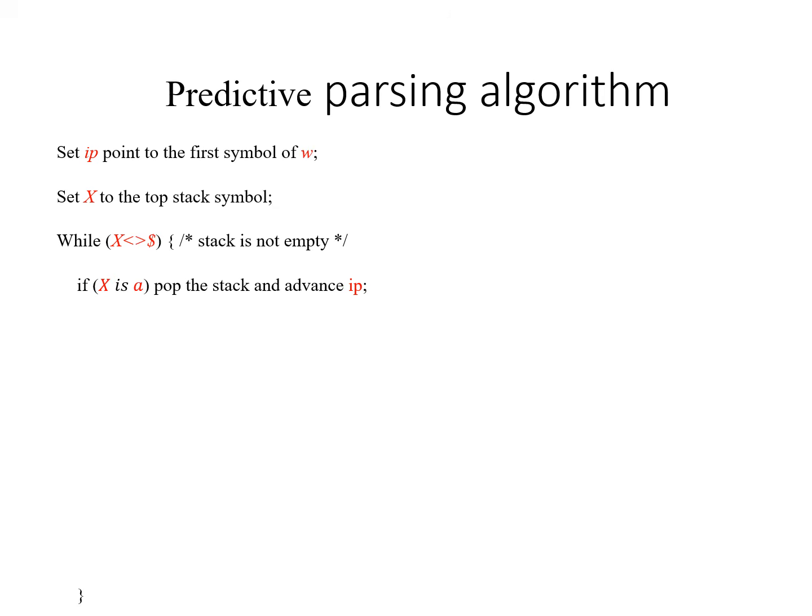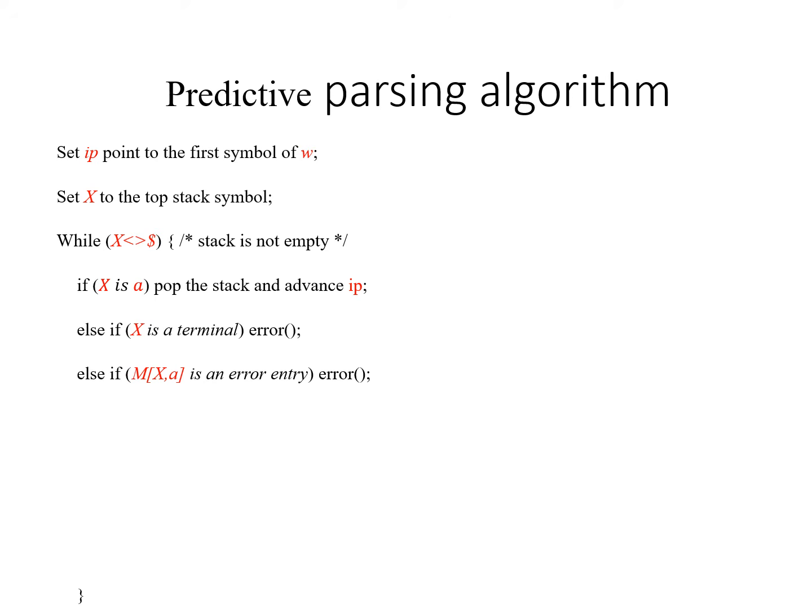So we have three conditions here. If X is equal to A, then pop the stack and advance the input pointer. Else if X is a terminal, then we output that it is an error case.